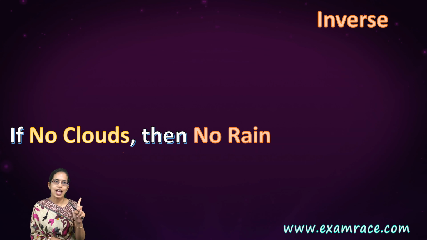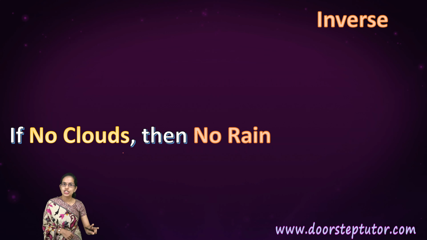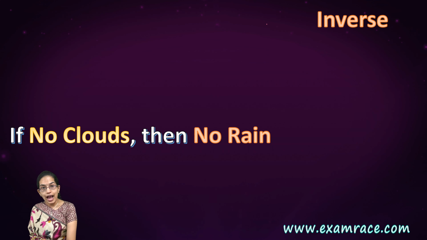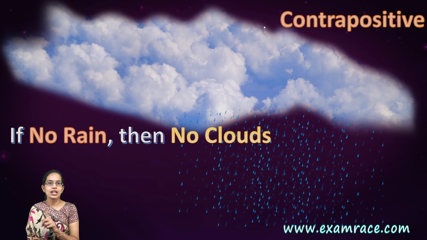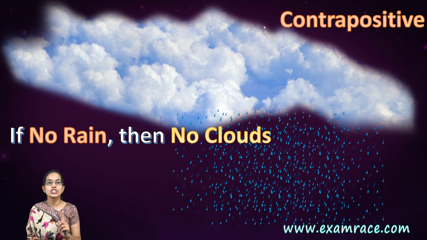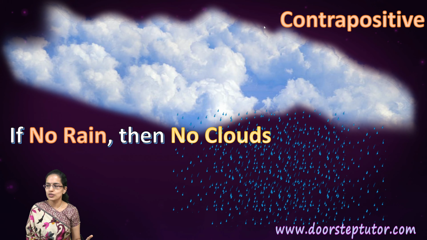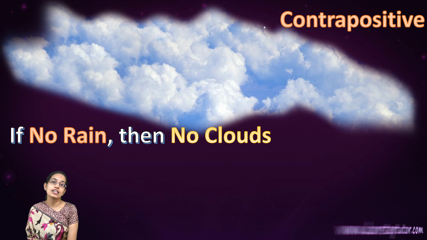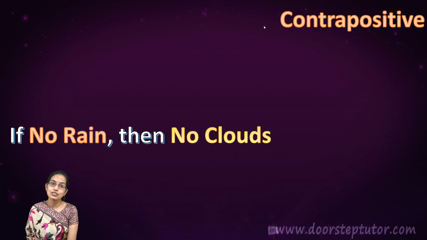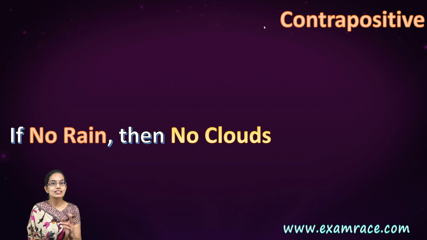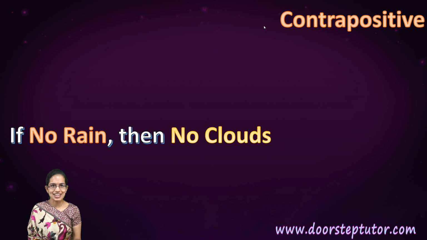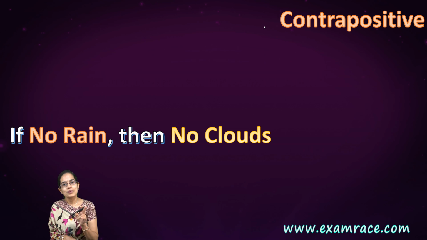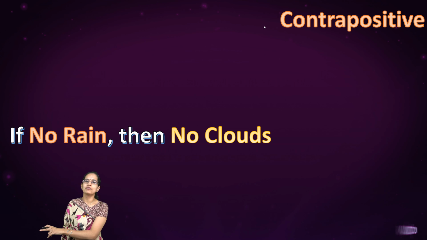So converse and inverse are logically equivalent, and the statement if clouds then rain is logically equivalent to the contrapositive. That means if there is no rain, then definitely there are no clouds. That's why there is no rain, and that makes the statement if there are clouds, there is rain. So contrapositive is logically equivalent to what?